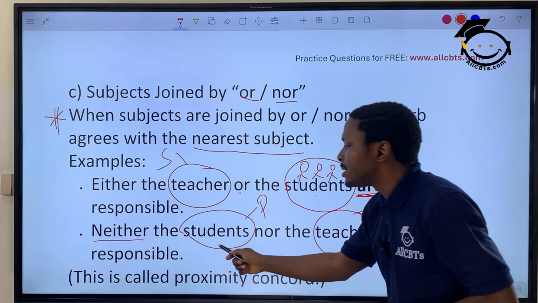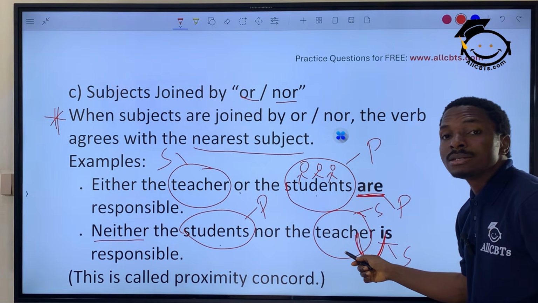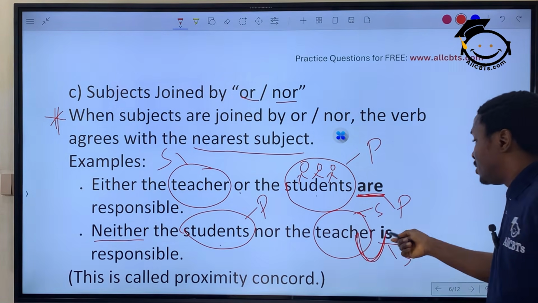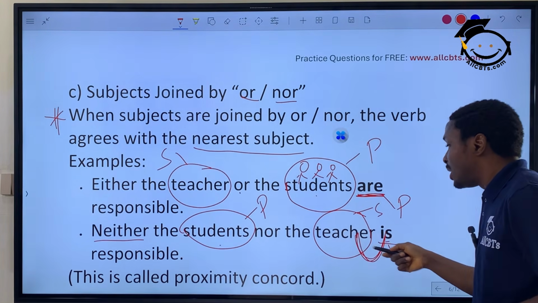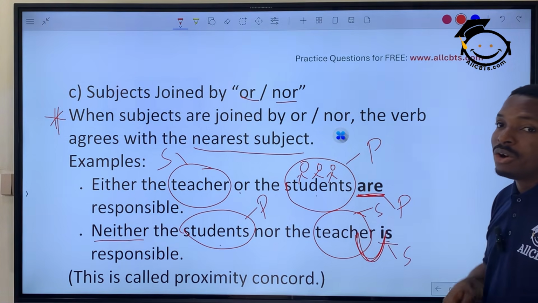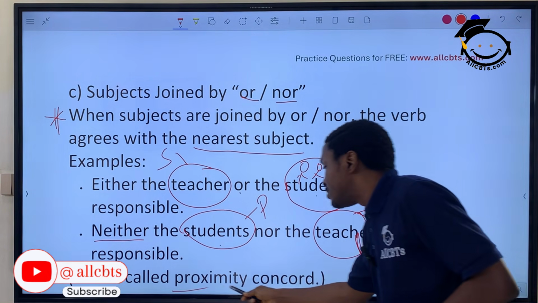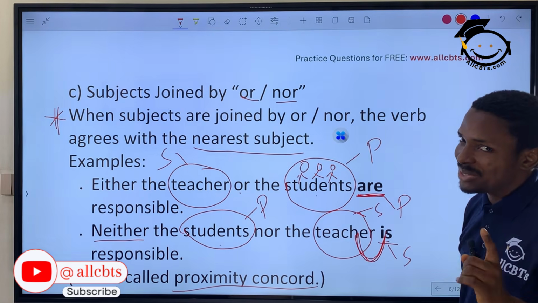So we have this subject, this subject, but which one is nearer to the verb? This one. So it will always agree with this. If this is singular, the verb will be singular. If this is plural, the verb will be plural. Another word for this is called proximity concord. Are you still there?